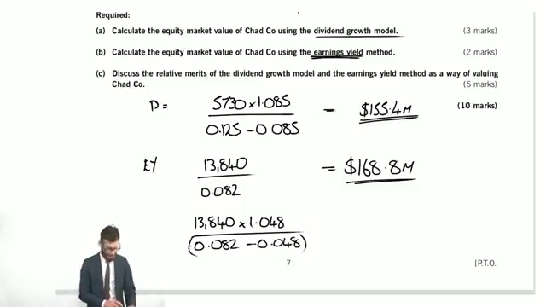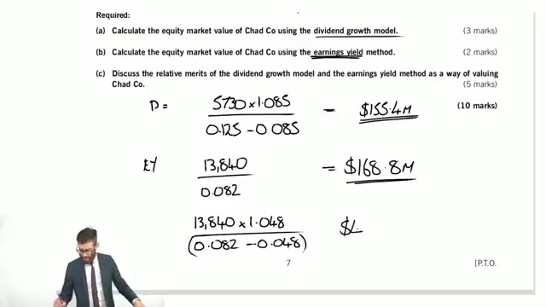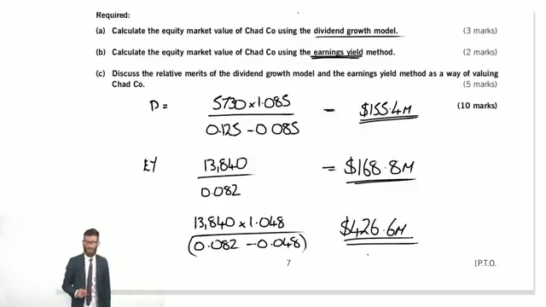And when we do, we get a much bigger figure. We get 13,840 times 1.048 divided by 0.082 minus 0.048, which gives 426.6 million. Both of these answers are totally acceptable.